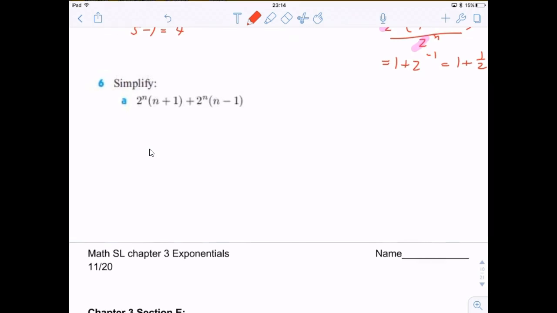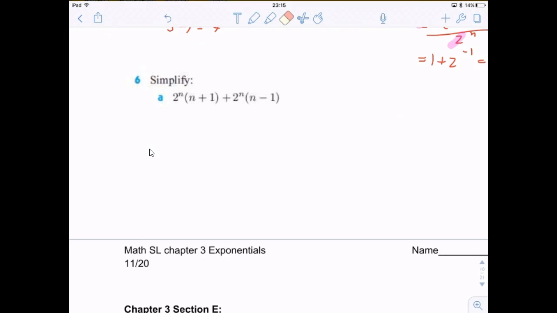Last one, 6a. Says to simplify this. What if we expand it first? So I'm going to distribute the 2 to the n here. So I'll have 2 to the n times n plus 2 to the n plus 2 to the n times 1, which is just 2 to the n. Then 2 to the n times n minus 2 to the n times 1. Then I can cancel 2 to the n minus 2 to the n. That gives me 0, right?